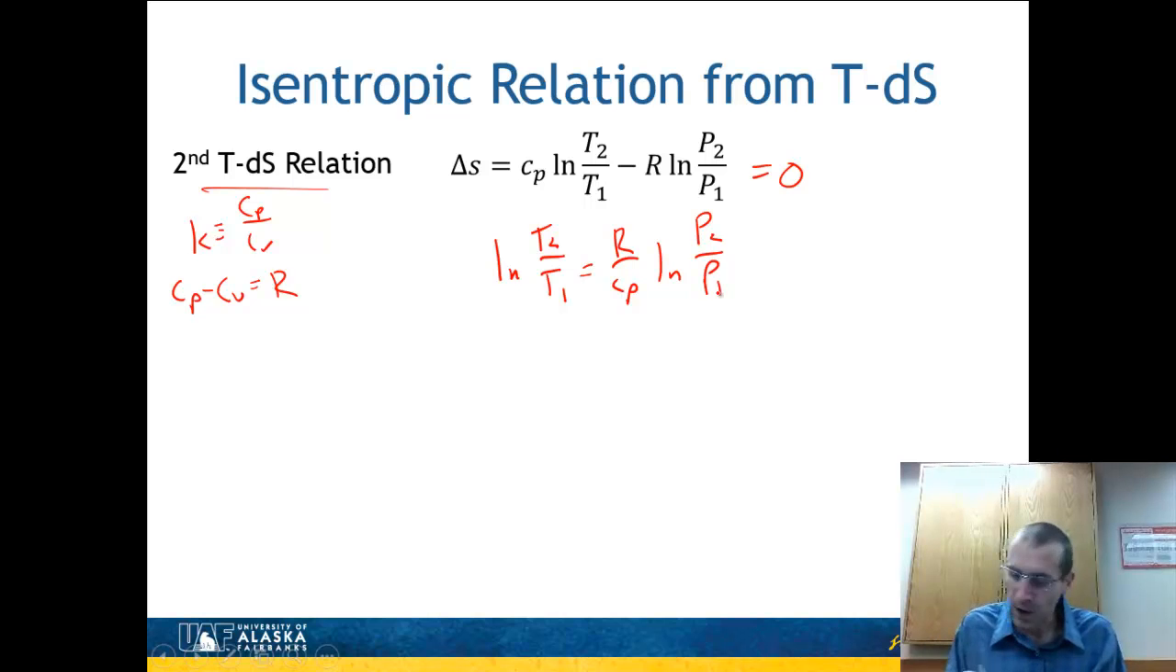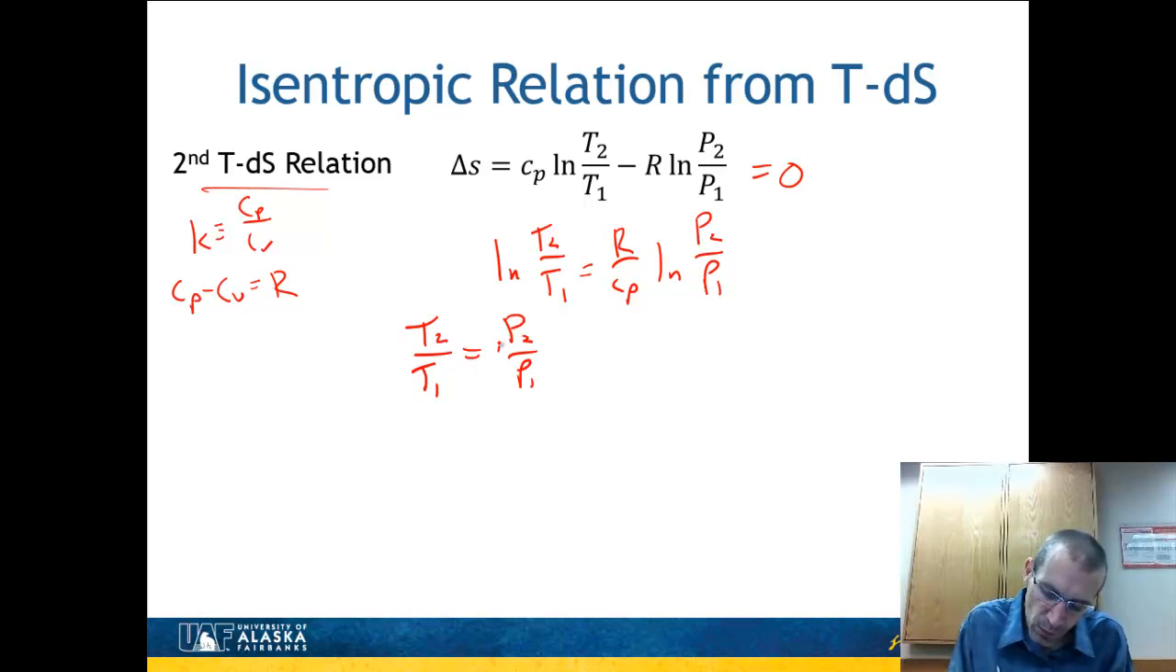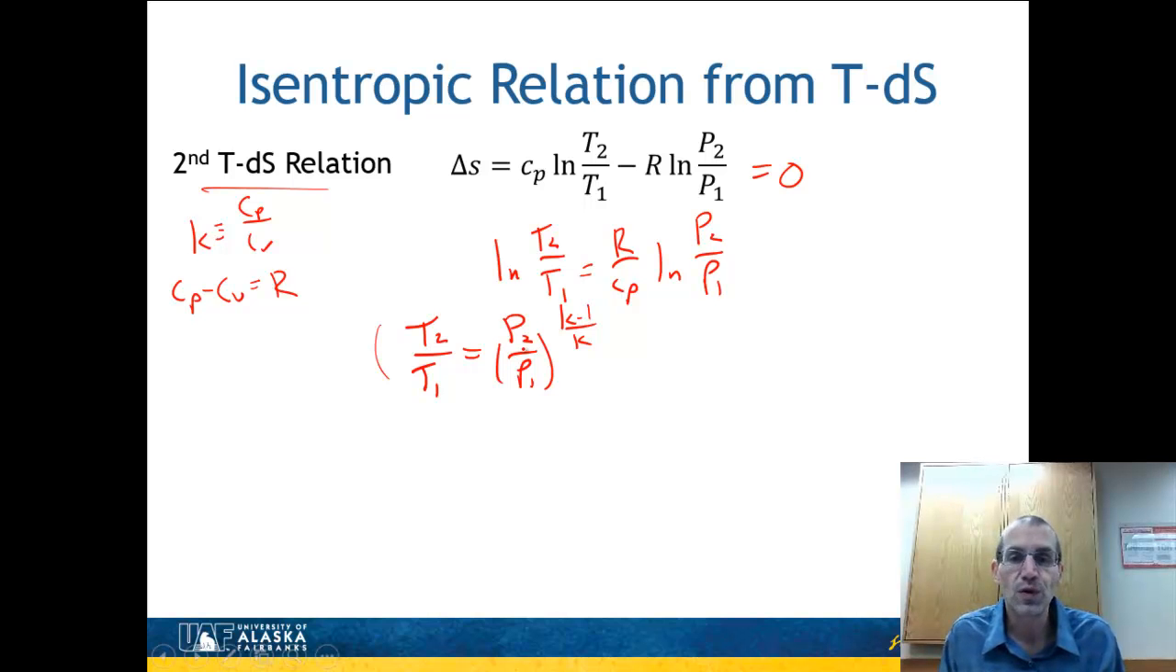And again, some algebraic manipulation lets me rewrite this as T2 over T1 is equal to P2 over P1 to the exponent of k minus 1 over k. And so I've got another relationship. Now it's telling me how the temperature changes with pressure during an isentropic process.